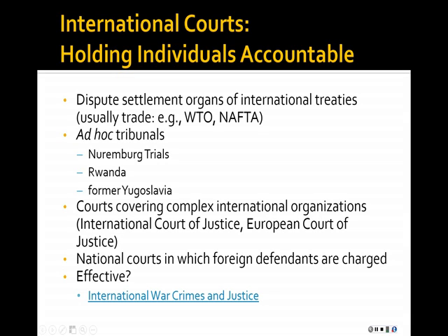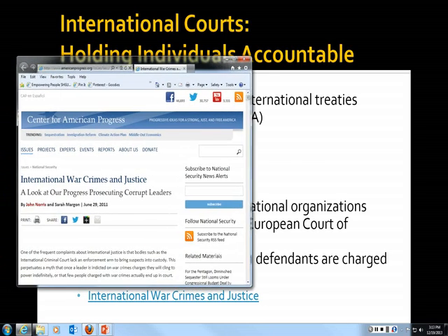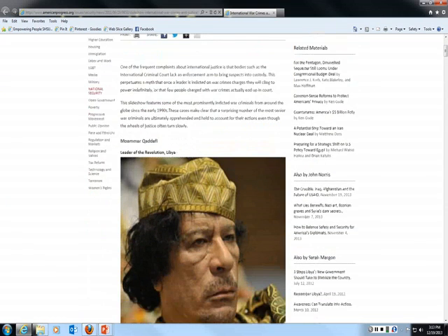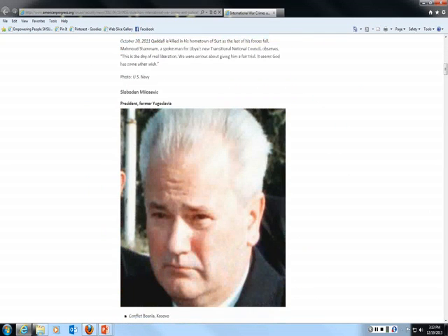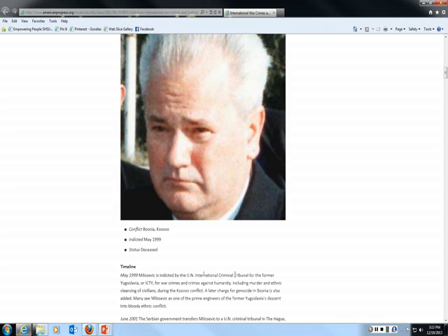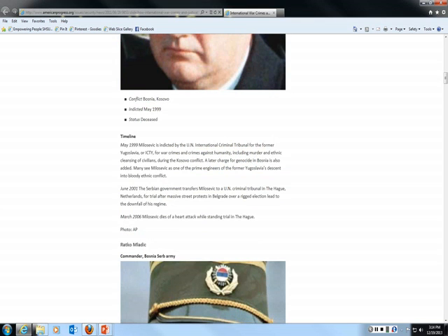If we look at this particular website, we can start to look at some international war crimes and justice. All right. So this is an article that looks at whether or not there's progress being made at prosecuting corrupt leaders. You can look at Gaddafi, for example, and it gives you a history of what was done. Slobodan Milosevic, one of the leaders of the conflict in Bosnia and Kosovo, was actually arrested by the UN and was on trial in the International Criminal Court. He ends up dying. He was ill before his trial ended.